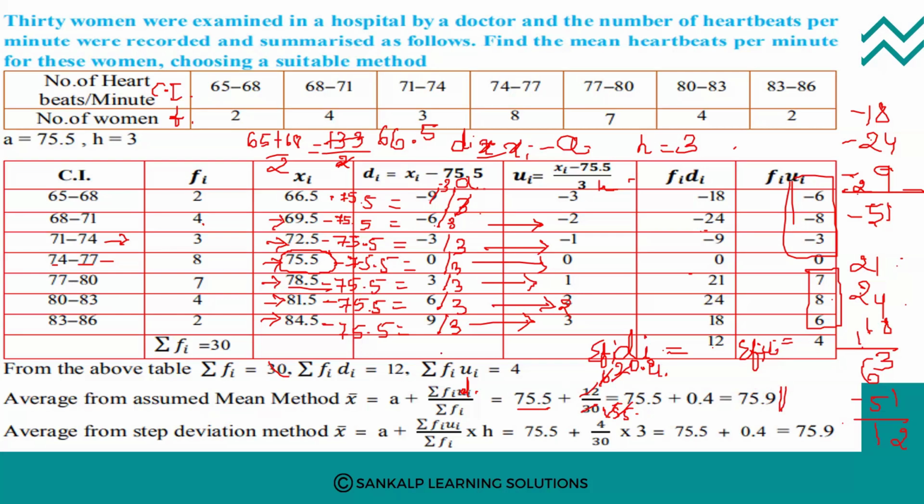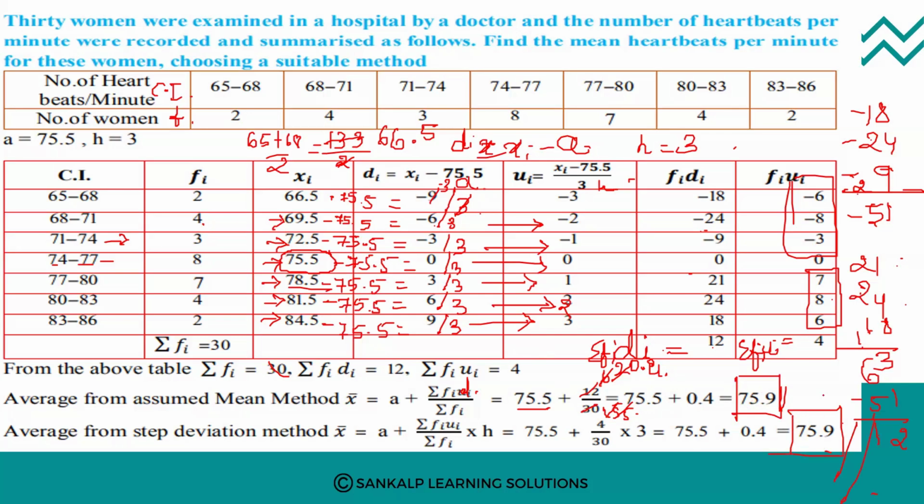Average from step deviation method. Step deviation method is A plus sigma Fi ui divided by sigma Fi, into h. h is the class size here, right? Class size is 3. 75.5 plus 4 divided by 30 into 3. Okay, so 75.5 plus 0.4 is equal to 75.9. This is also same. That means in both the methods, the average is same.